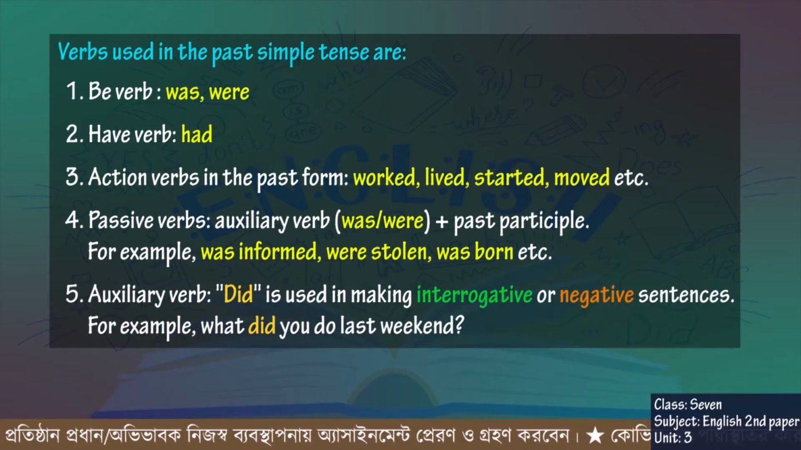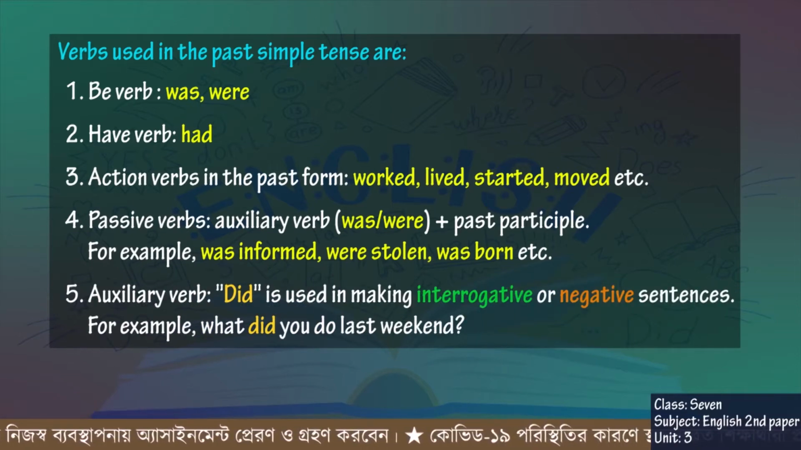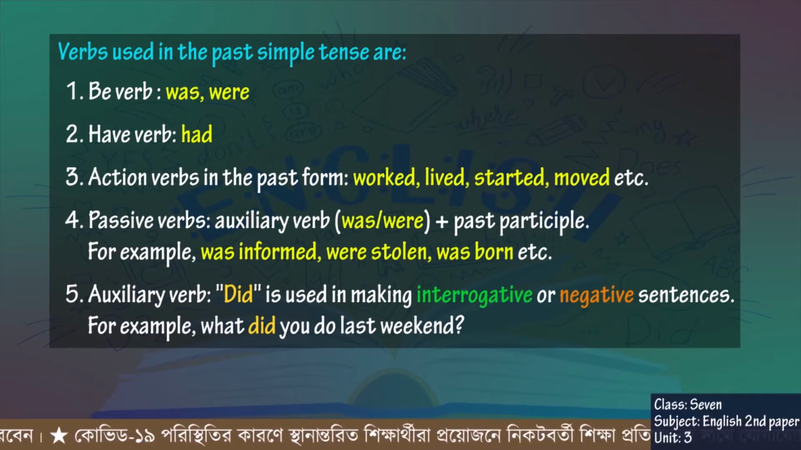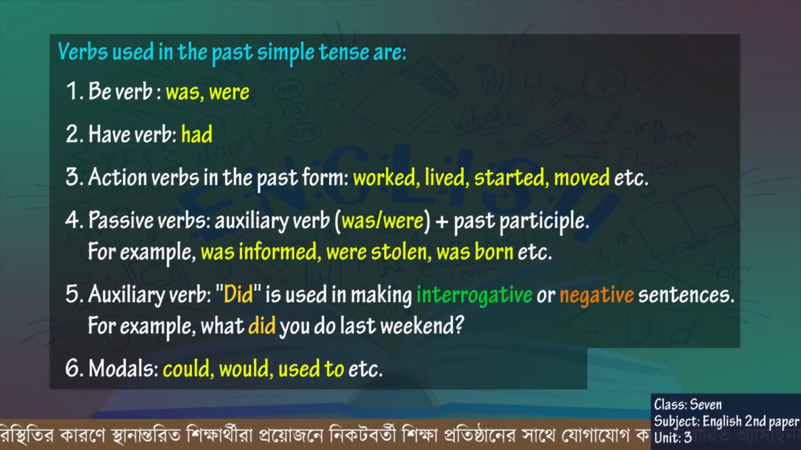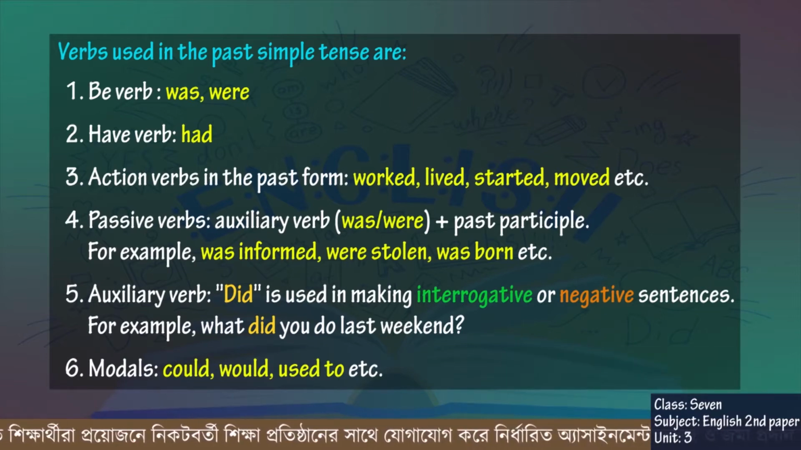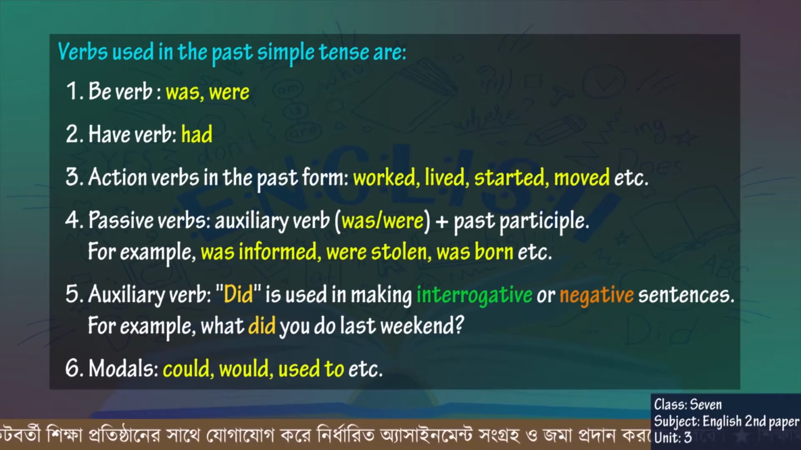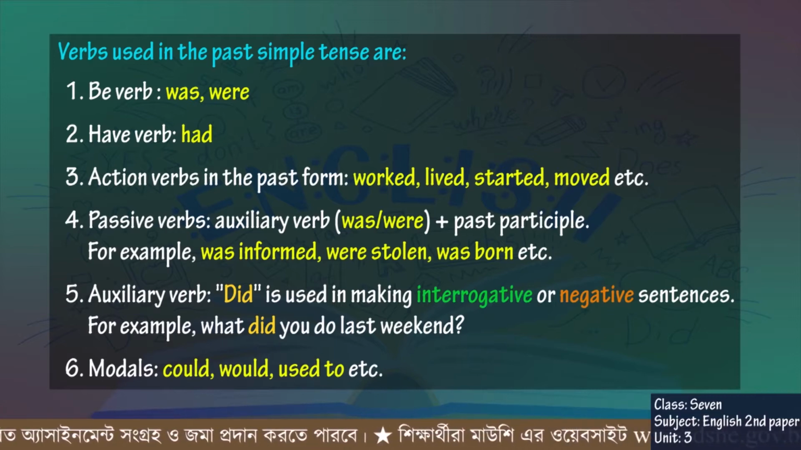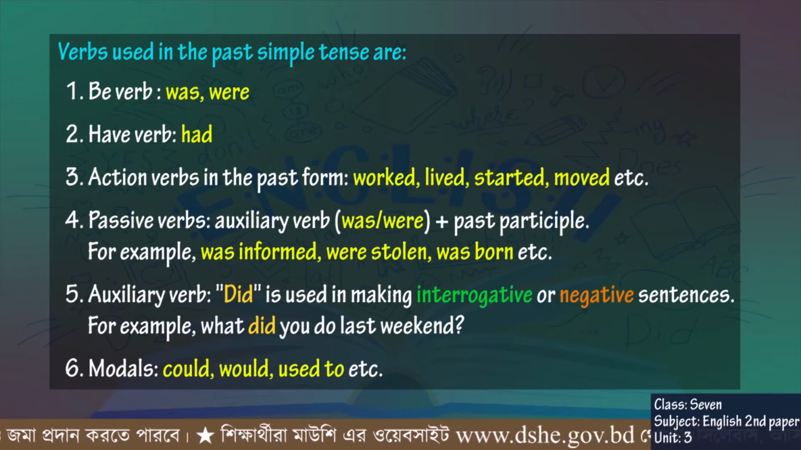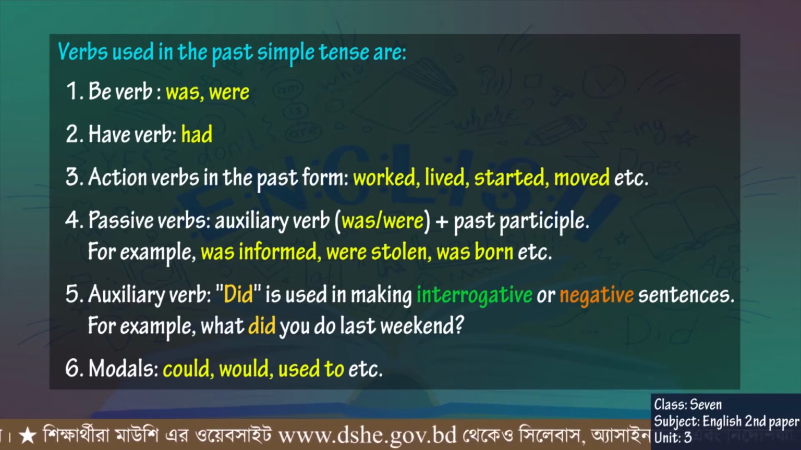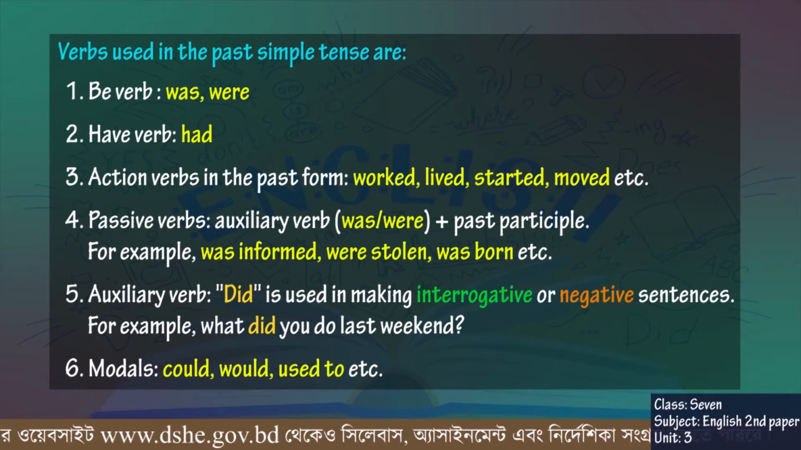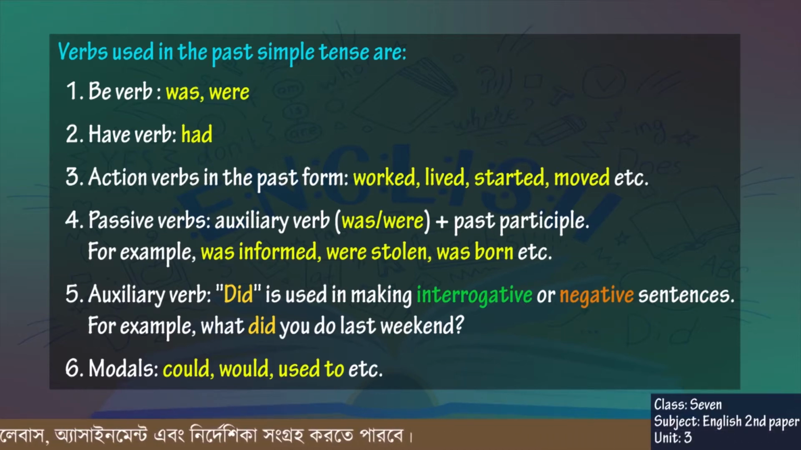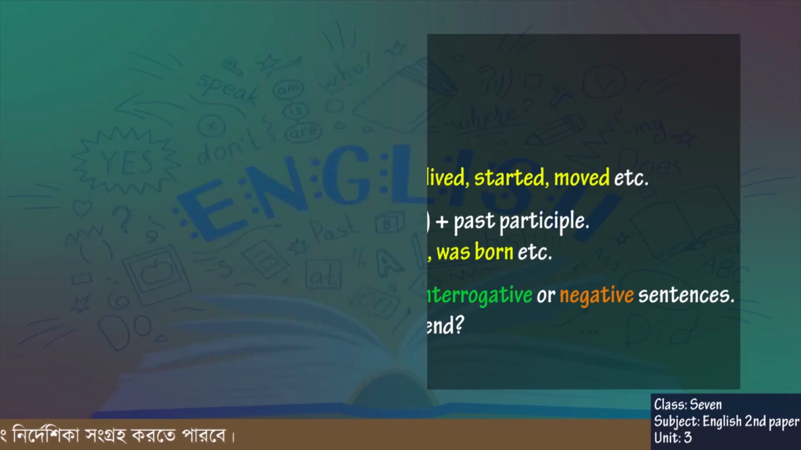Auxiliary verb did is used in making interrogative or negative sentences. For example, what did you do last weekend? Modals could, would, used to, etc. I guess you know that could is the past form of the verb can, would is the past form of the verb will, and used to is the past form of the verb used to. So these are the verbs that we usually use in past simple tense.